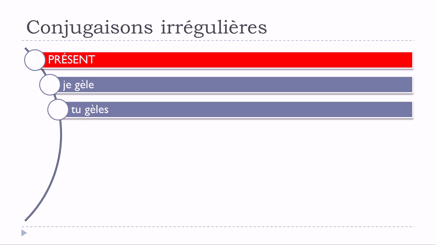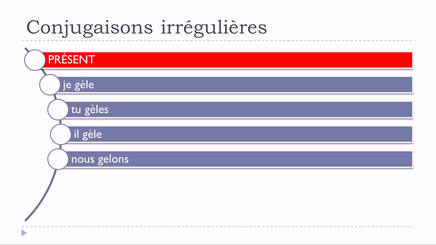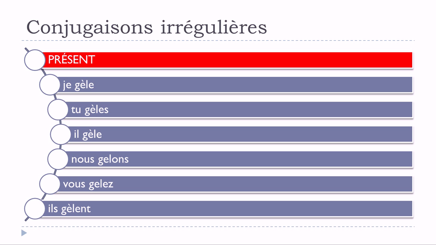Je gèle, tu gèles, il gèle, nous gelons, vous gelez, ils gèlent. What you can see is that je, tu, il, and ils will be concerned by these changes, and in that case we're only talking about this accent grave. You will have to remember to put this accent grave on top of the e for je, tu, il, and ils at the plural. If you look carefully, for nous and vous you don't modify it, you just keep it like that and respect the rule of construction of the conjugation. So je gèle, tu gèles, il gèle, but nous gelons, vous gelez, ils gèlent.